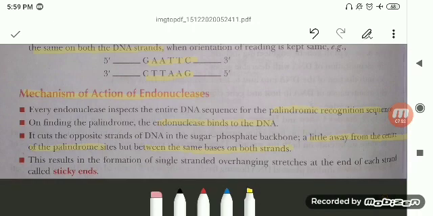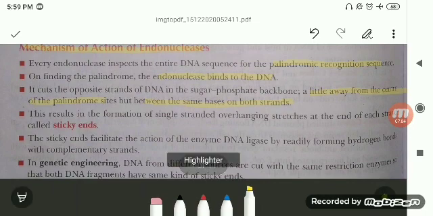This results in the formation of single-stranded overhanging stretches at the end of each strand, called sticky ends. The sticky ends facilitate the action of the enzyme DNA ligase by readily forming hydrogen bonds with complementary strands.